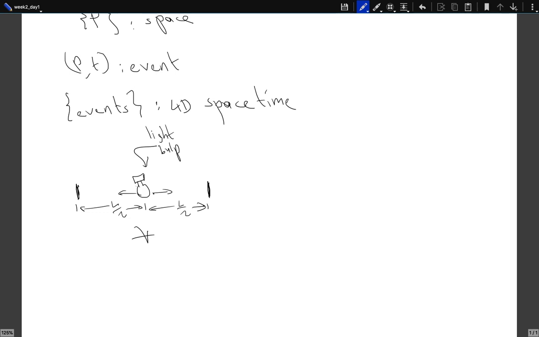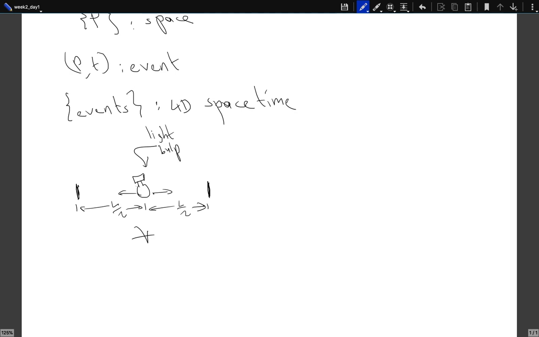So here I have two events. Event 1 is that a light beam reaches the surface on the left. Event 2 is that another light beam reaches the surface on the right. So I have these two events. And according to this observer, both of these events happened at the same time.